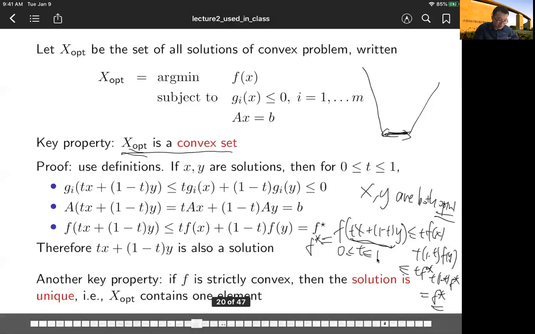Right? So notice that when f is strictly convex, that implies the solution is unique, right? And it's very easy to see this, because for any pair x, y, these inequalities need to be strict. Therefore, by contradiction, there couldn't be two points x and y that are both optimal.